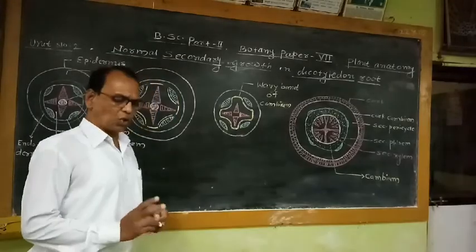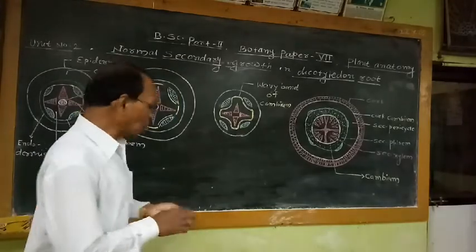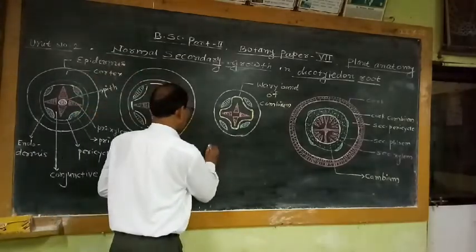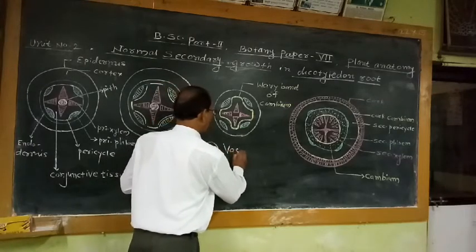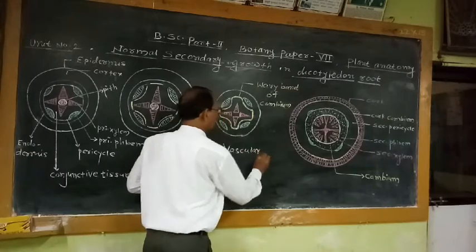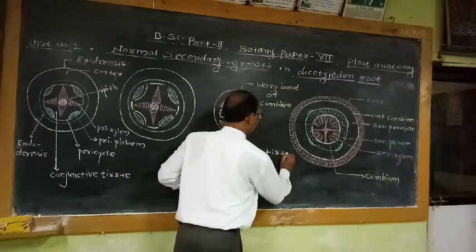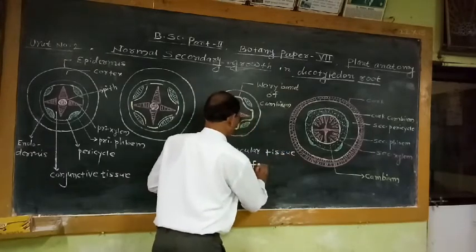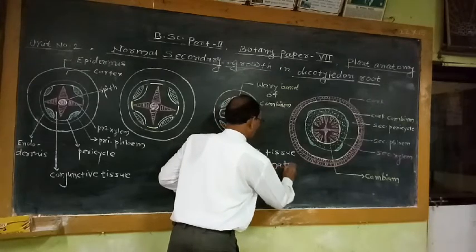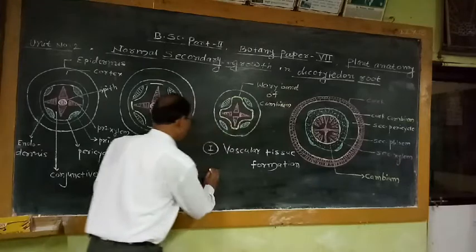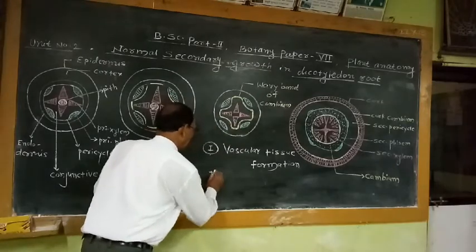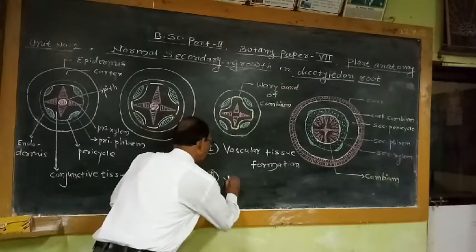Secondary growth shows two steps or two stages. The first stage in secondary growth is commonly studied under the heading of vascular tissue formation. And the second stage in secondary growth can be studied under the heading of non-vascular tissue formation.